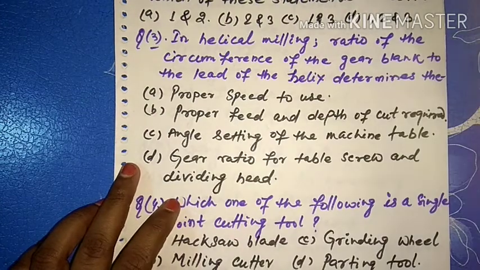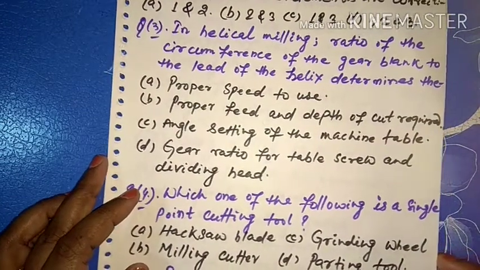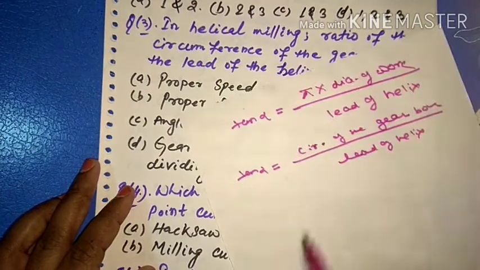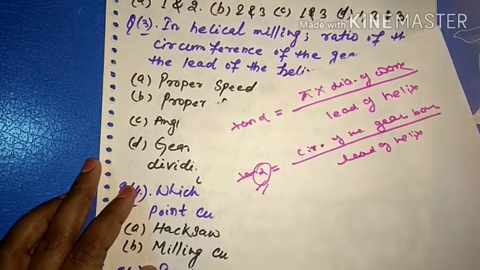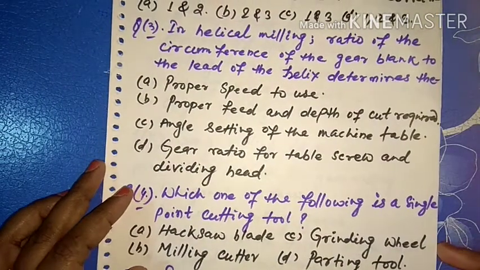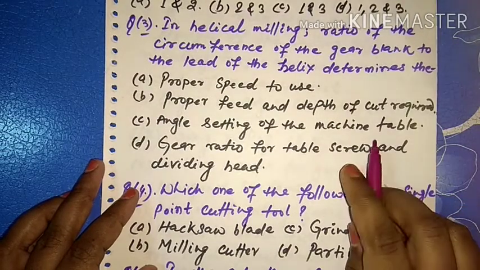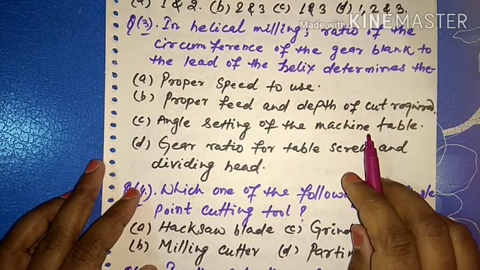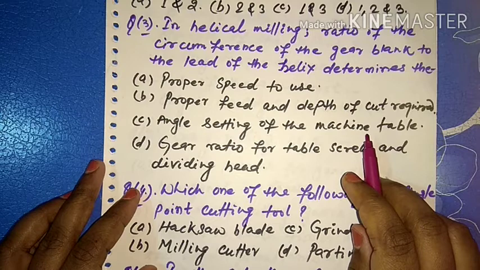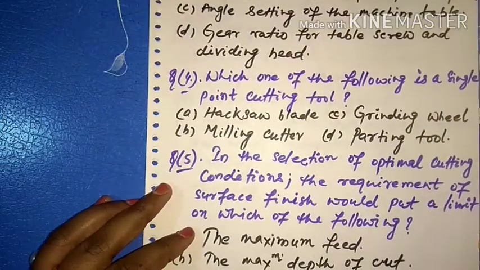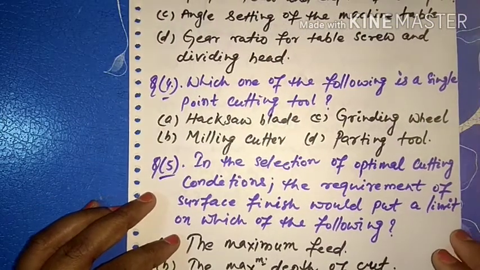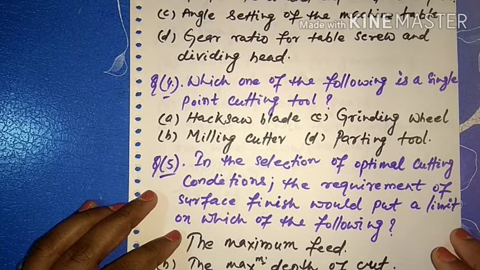So option C is the correct answer. यह tan अल्फा यानी अल्फा पे डिपेंड करता है, मीन्स एंगल सेटिंग ऑफ द मशीन टेबल, मीन्स ऑप्शन C is the correct answer.